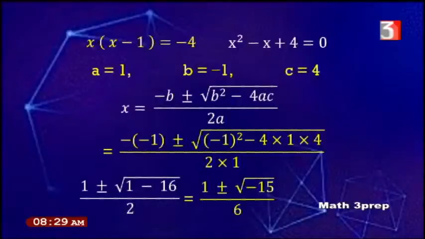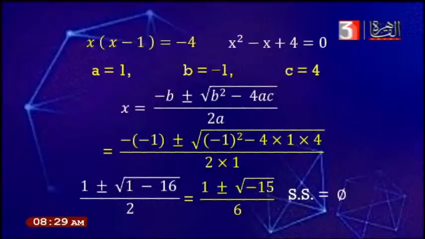What do you notice here? You are going to notice that square root negative 15, you cannot find a value for the square root of a negative number. So in this case, we can say that the solution set of this equation will be phi. Why? Because you cannot find a value for the square root of a negative number. Then the solution set will be phi. And in this case, when you draw it graphically, you are going to notice that the graph or the curve is not going to intersect the x-axis at all. So the solution set will be equal to phi.